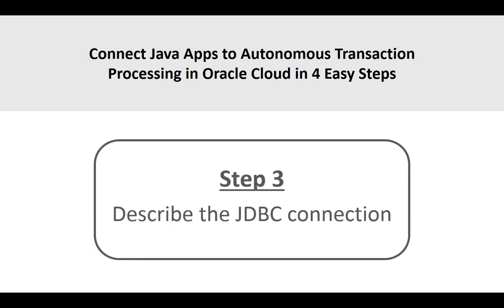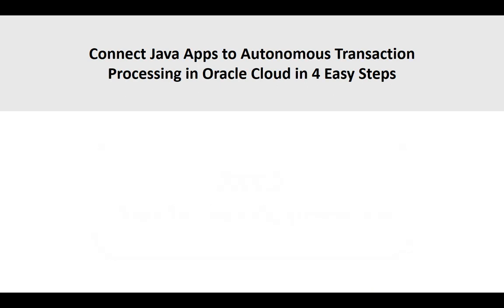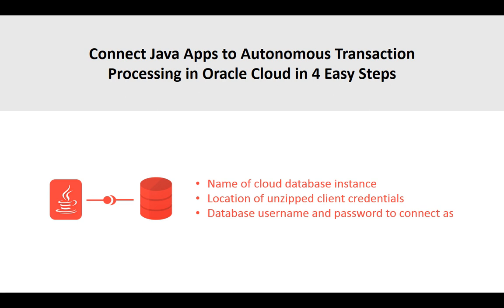Third, describe the JDBC connection. To establish a JDBC connection to your database, your Java app will need to know a few important pieces of information, including name of the cloud database instance, location of the unzipped client credentials, and the database username and password to connect as. You can write these names and locations into a Java properties file, specify them at runtime, or hard code them. As a good security practice, you should set the password somewhere outside of your Java source code.